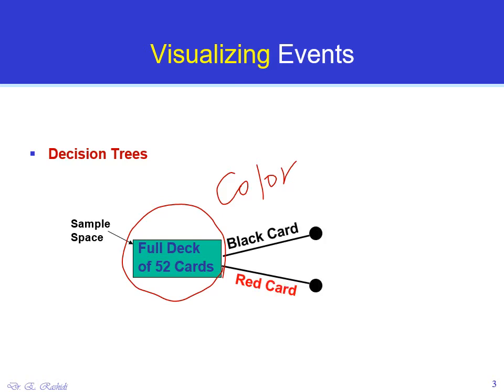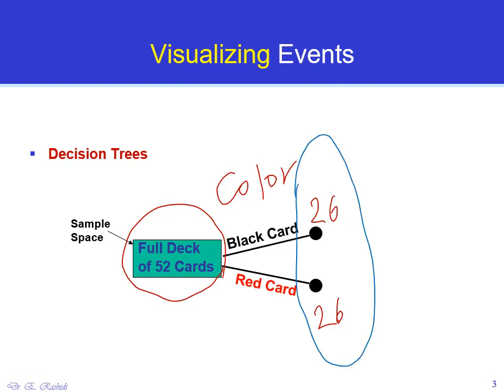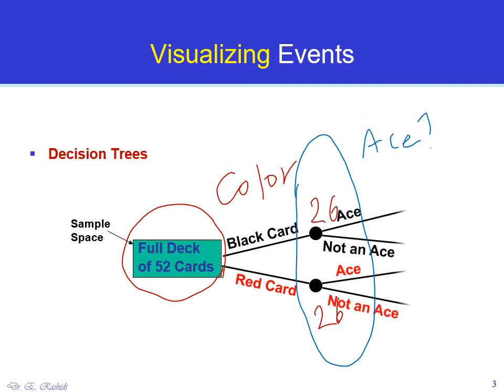We have 26 black cards and 26 red cards. And then next, at these 2 points, we're going to branch out based on whether we have an ace or not. So let's do it for black and for the red card. We're going to branch out based on ace card and non-ace card. We have 2 black ace cards. We have 24 black non-ace cards. We have 2 red ace cards and 24 red non-ace cards.